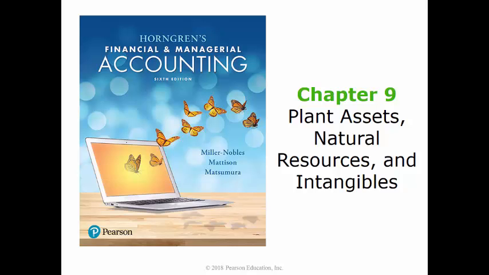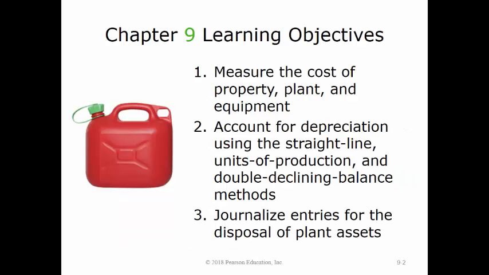This presentation is for Accounting 221, Accounting Principles 1, Chapter 9, Plant Assets, Natural Resources, and Intangibles. The first three learning objectives are to measure the cost of property, plant, and equipment, to account for depreciation using the straight line, units of production, and double declining methods, and to journalize entries for the disposal of plant assets.